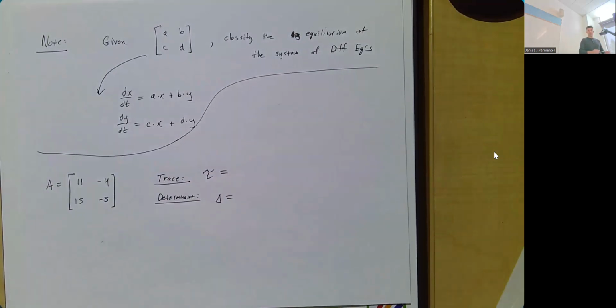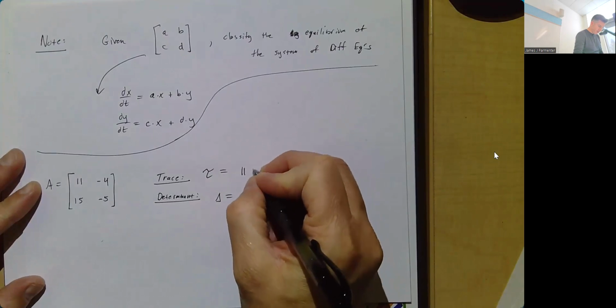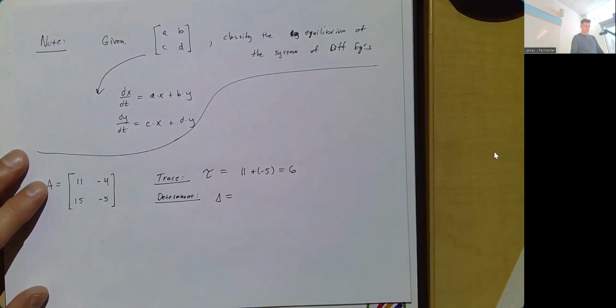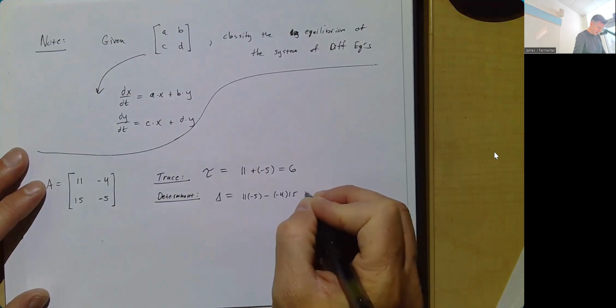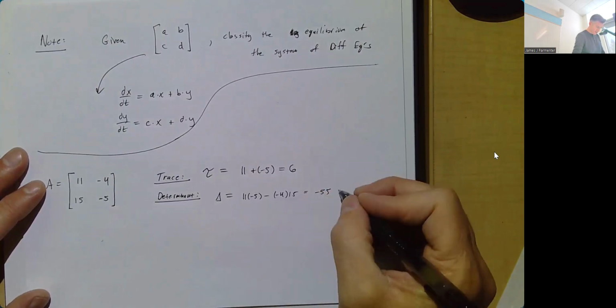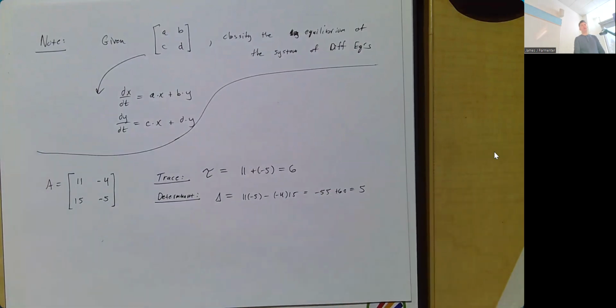Trace should be super straightforward. I mean, they both should be straightforward. Okay. Trace: 11 plus -5. Determinant: 11 times -5 minus -4 times 15, which is what? -55 plus 60, +5. Okay.